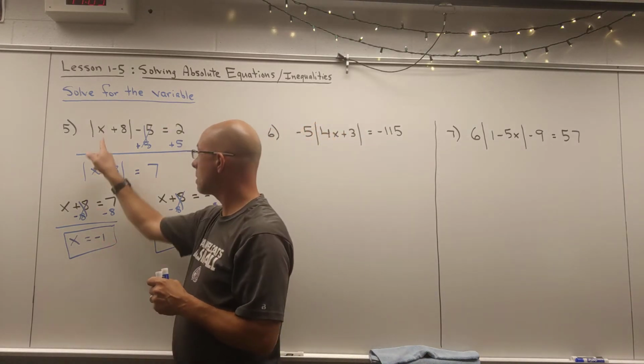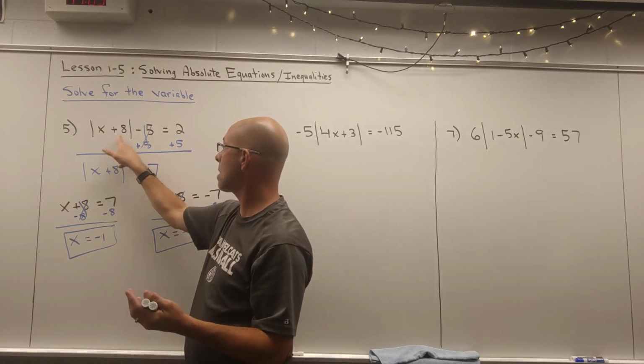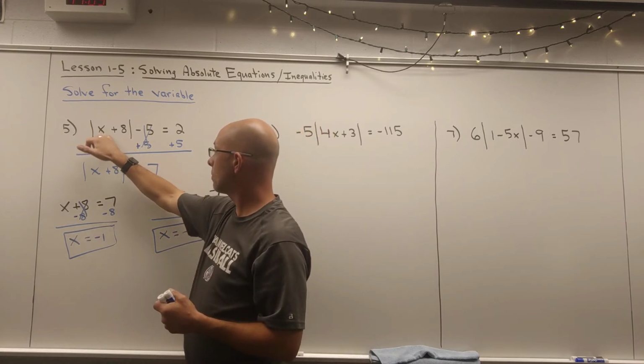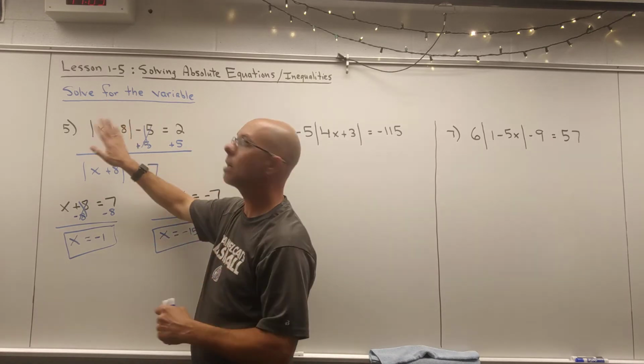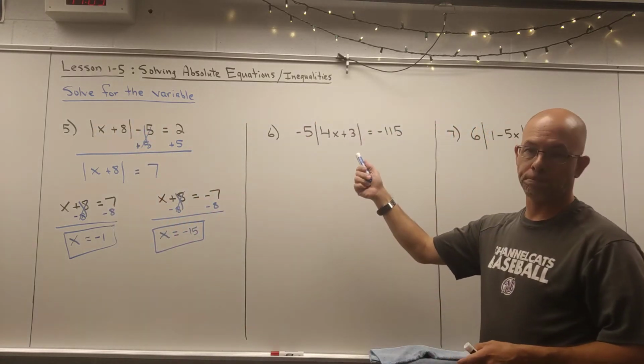If you plug it in, it's negative 1 plus 8, which is 7. The absolute value is 7. 7 minus 5 is 2. Negative 15. Negative 15 plus 8 is negative 7. The absolute value of negative 7 is 7. 7 minus 5 is 2. They check.